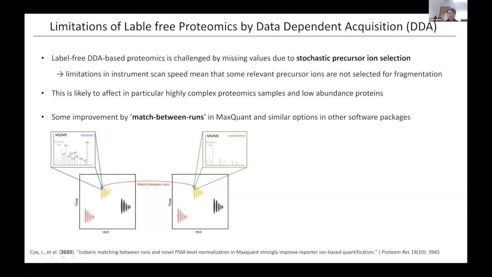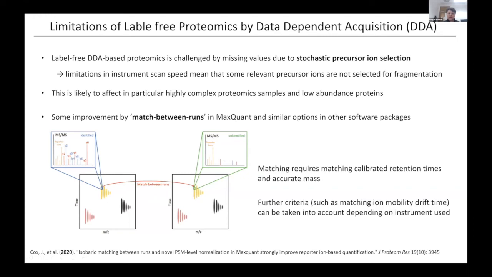But this allows us to transfer identifications across to essentially fill in some of the gaps that may be created by that particular peptide being present at a lower level in another sample in another LCMS run. And if we have further criteria that we can use, such as an ion mobility drift time, we can make this matching process even more confident by having more and more conditions that need to be matched in order to enable this transfer of identifications across different runs.